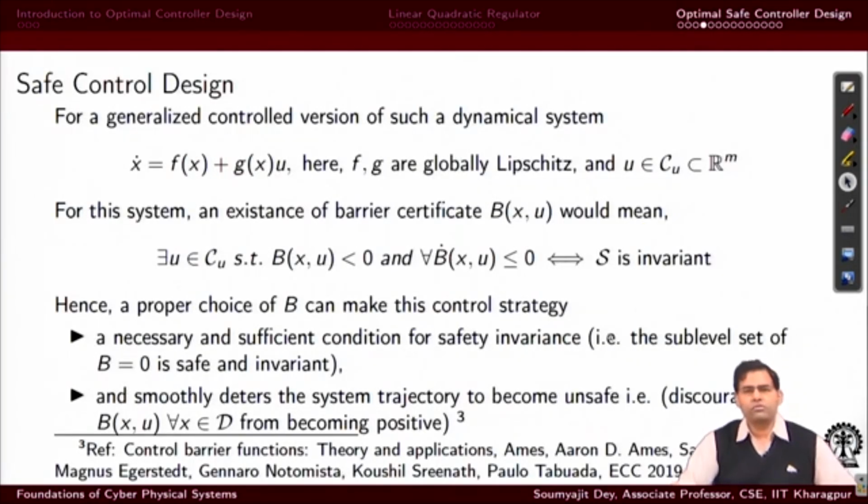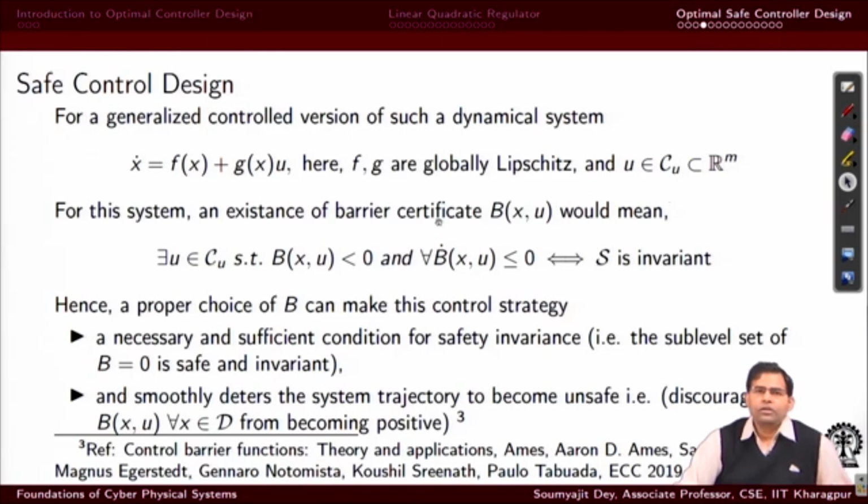Now, what we want to do is design the controller which respects this barrier. So, let us consider this generalized dynamical system, x dot equal to f(x), the plant equation, plus g(x) u. So, this is the controller's input u, and f and g are globally Lipschitz. u is the control input, it can be an M-array input.